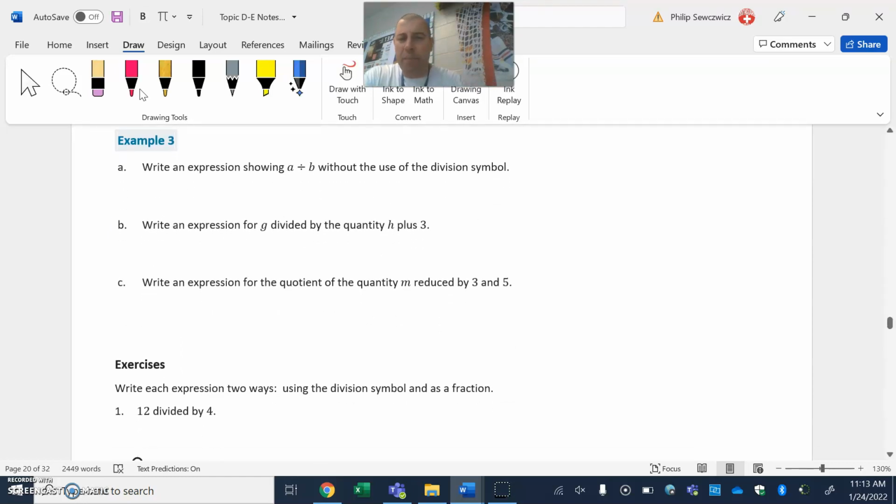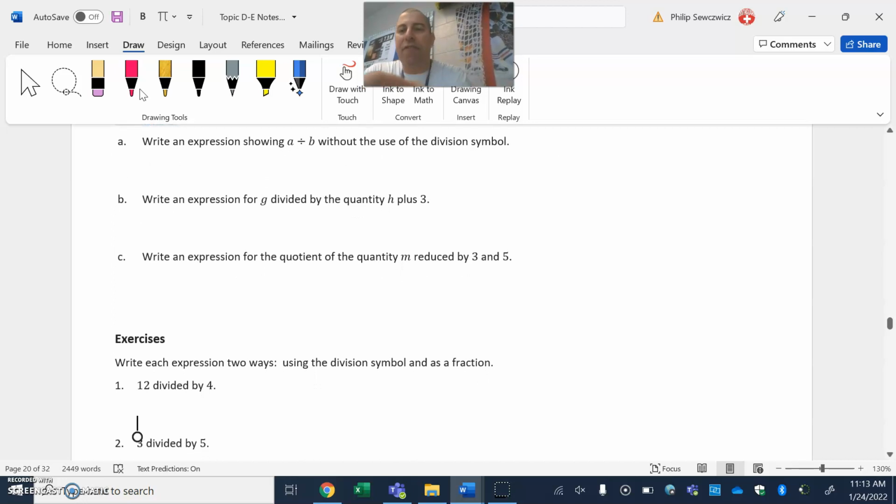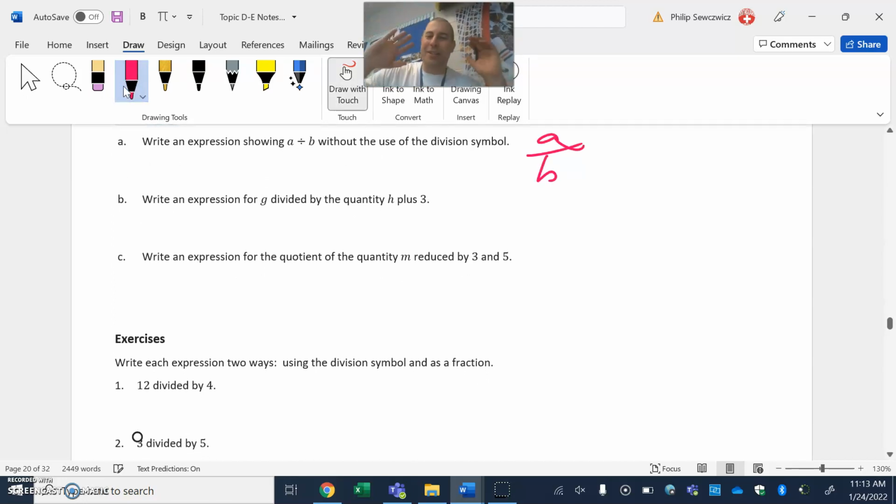So let's see here. Write an expression showing a divided by b without the use of a division symbol. Okay, all right, there. So we're going to use that fraction bar. So again, numbers, letters, no big deal. Fraction bar to divide. Look who shows up in the next problem, though. Write an expression for g divided by the quantity, all right, h plus 3.